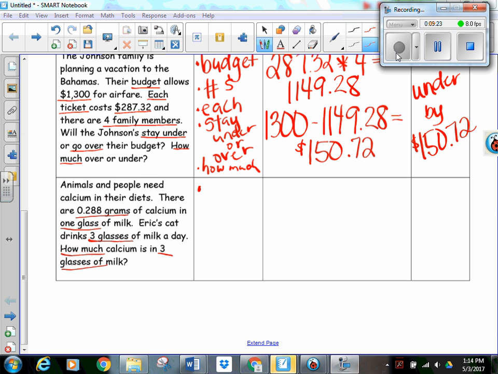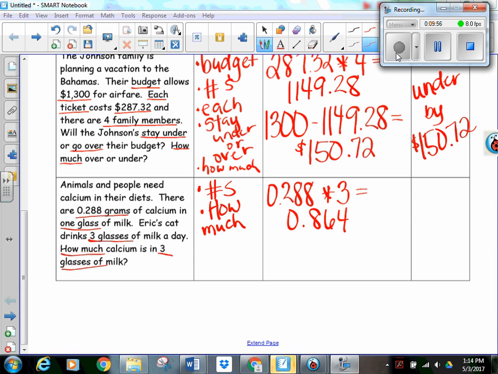So keywords for this, I would basically say the numbers. And then I would put how much. Okay, so if 1 glass is 0.288 grams and we need 3 glasses, instead of adding 0.288 3 times, we can just put 0.288 and multiply that times 3. I'll give you a moment to put that in the calculator. Pause if you need to. When you get your answer, it is 0.864. So for our answer, we're going to say that the cat drinks, or at least gets, 0.864 ounces, or I'm sorry, not ounces, grams of calcium each day. Okay?